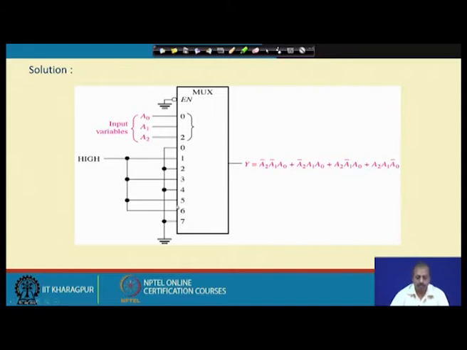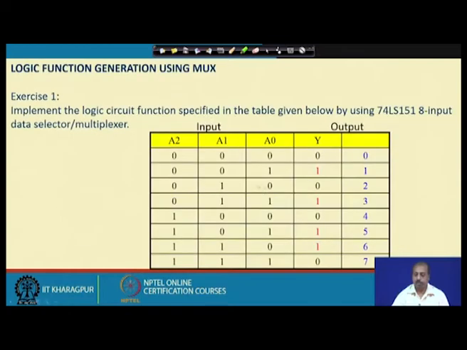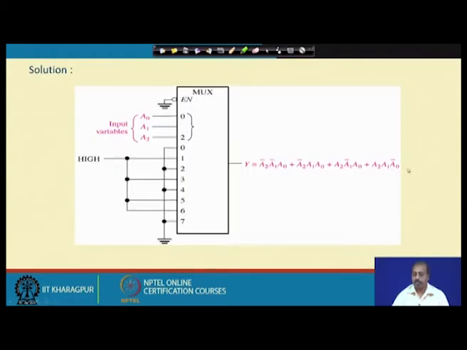So, the enable line is made low, so that this multiplexer is enabled. Now, this A0, A1, A2 are connected to the select lines of the multiplexer. If you look at this, you see for 1, 3, 5 and 6 the output is 1 and the rest are 0. For 1, 3, 5 and 6 it is equal to 1.